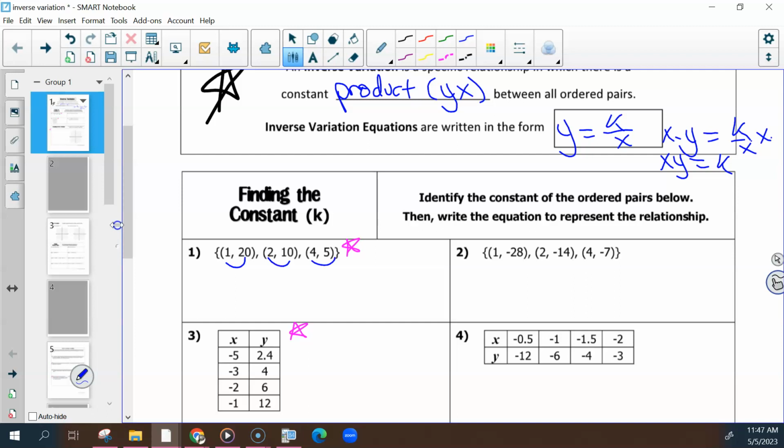What number do you get? 20. So your k value is 20. And we would write that y equals 20 over x. So you have to be able to keep the two straight, direct and inverse, and know what the equations are and how to find them.